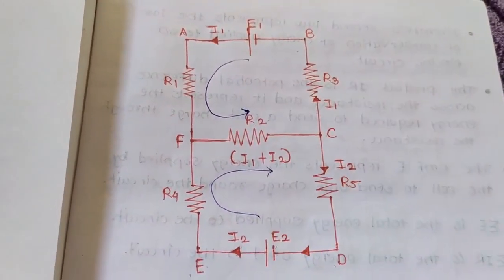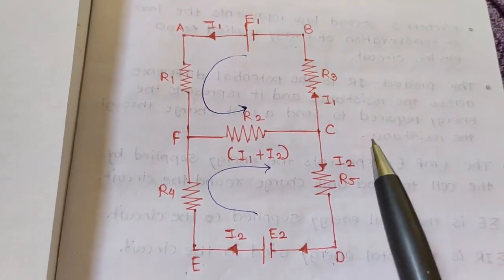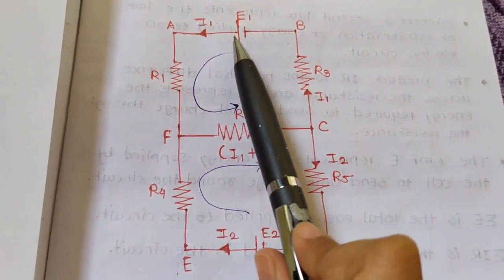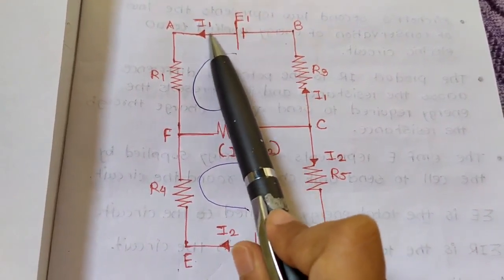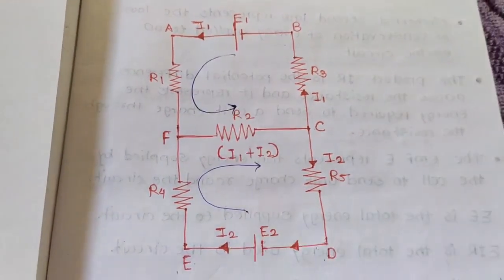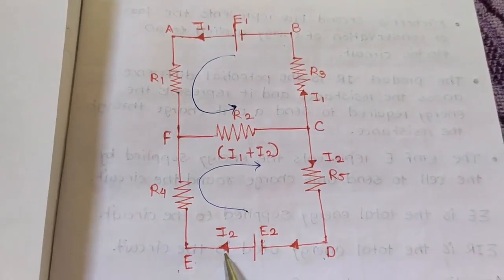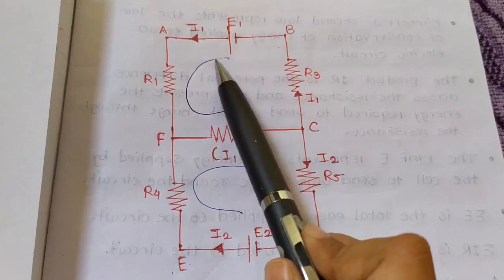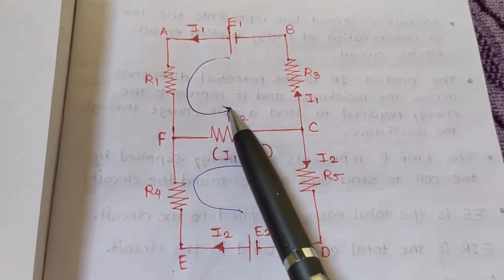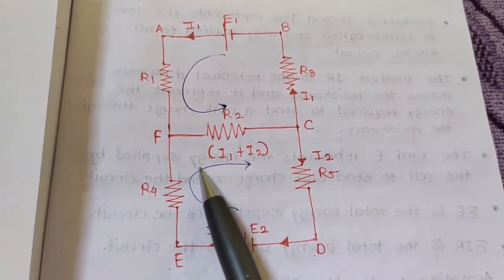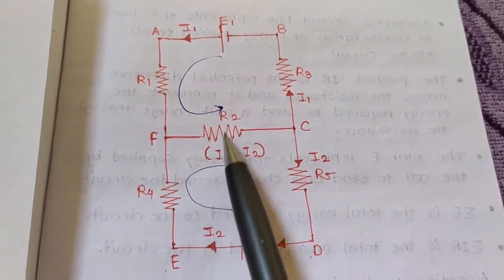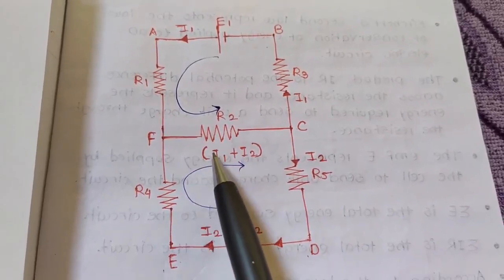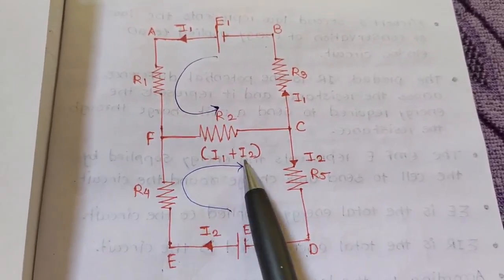EMF. We know that current flows from higher to lower potential. Hence, in the first loop, see the direction of the current, and in the second loop, see the direction of the current. Direction of current in the first loop and direction of current in the second loop. But R2, this resistance, has both currents, I1 plus I2.